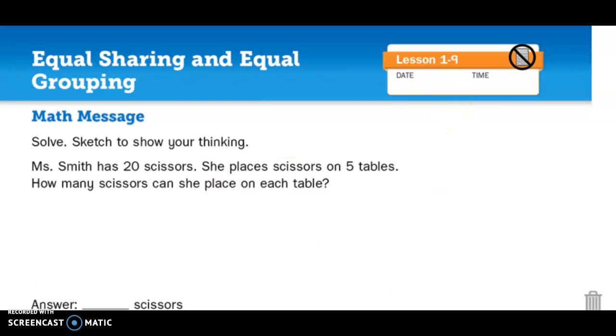I'm on journal page number 18. Okay, today we're going to do equal sharing and equal grouping. Math message. It says solve, sketch to show your thinking. So if it says sketch, that means draw a picture.